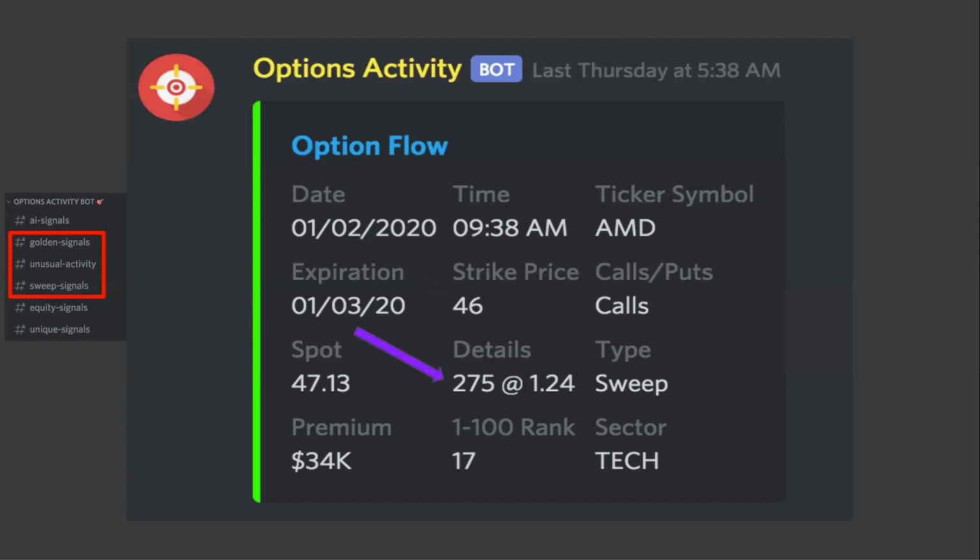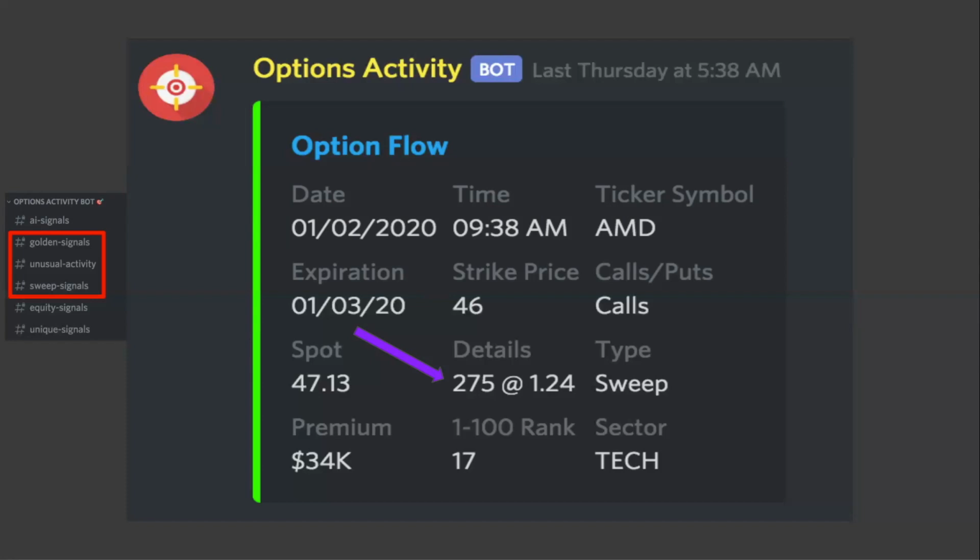Details. 275 at 1.24. This means the contracts, how many contracts are being bought at that certain price, and that price is the premium paid for it. So 275 at $1.24 is $34,000, and that's what the total premium is. So the details is just how many contracts, which is the 275, at the price that they bought it at. It's pretty much like the way we're alerting in our channels.